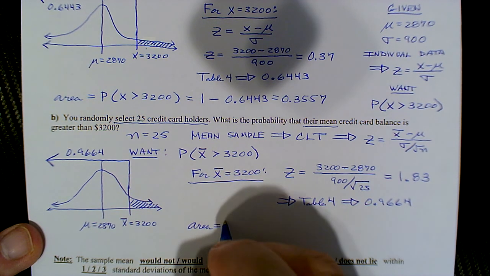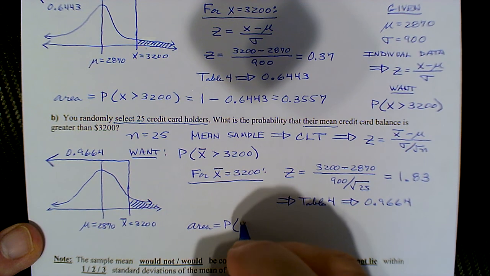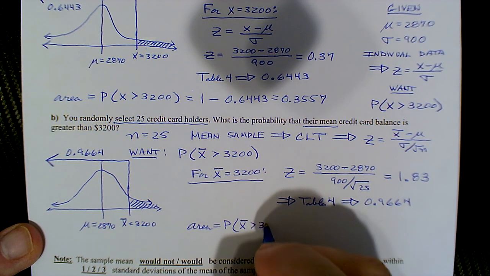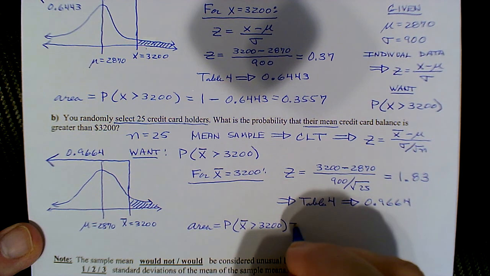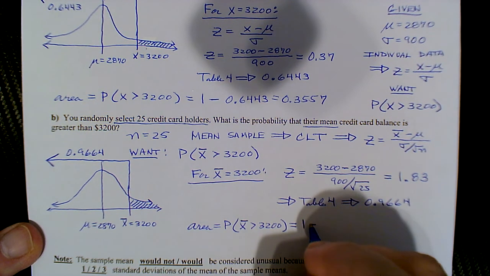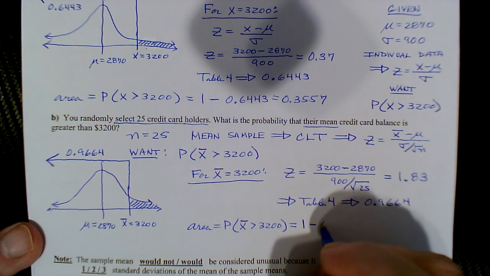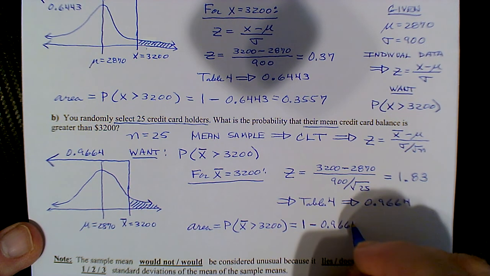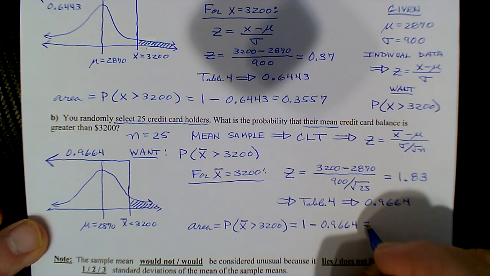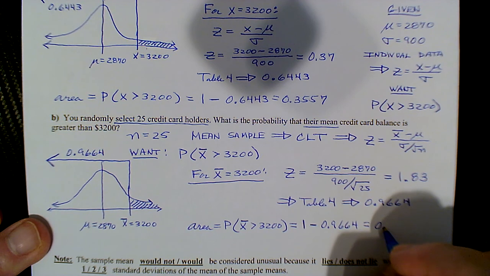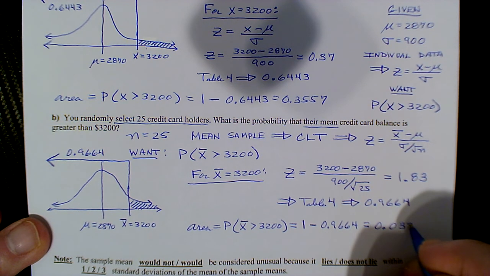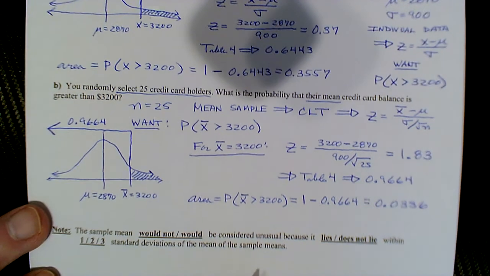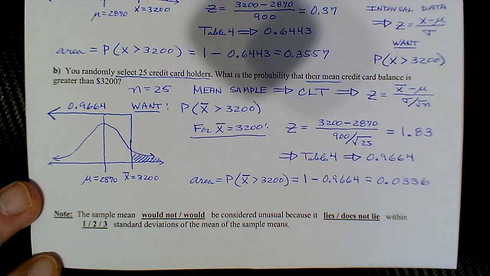So the area, or the probability that, once again, x bar is greater than the 3200 is equal to the complement of that area, 1 minus 0.9664, which is 0.0336.